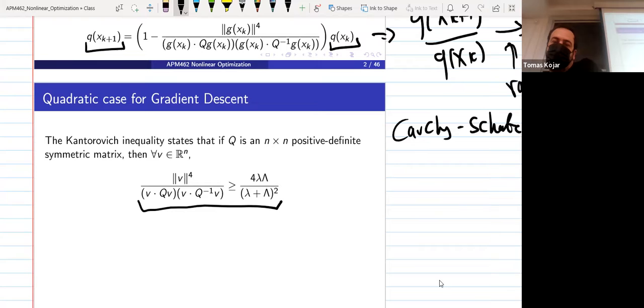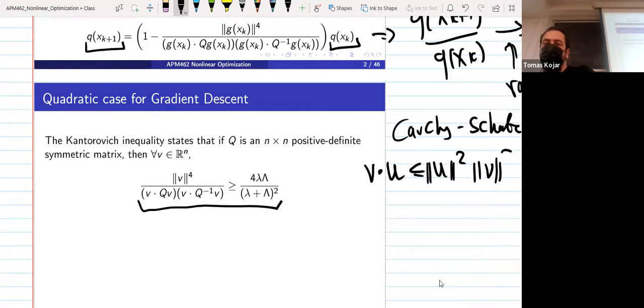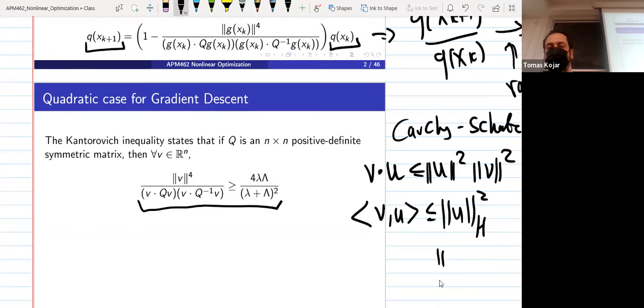Cauchy-Schwarz says, you give me the dot product of two vectors, and it is bounded by the product of the norms. That's Cauchy-Schwarz. But it turns out to be vastly more general. You can take any inner product and you still have the same sort of formula. And if you remember, this H means inner product.